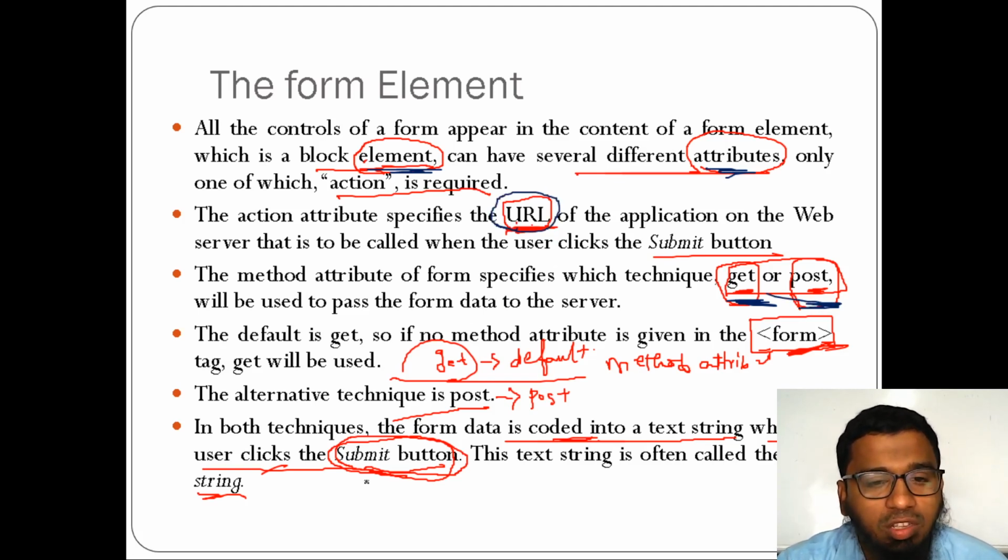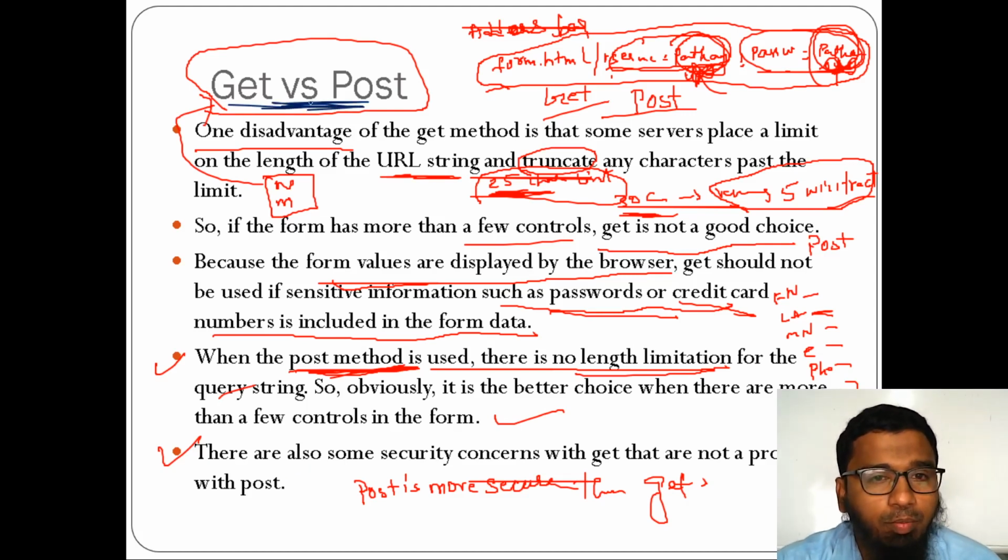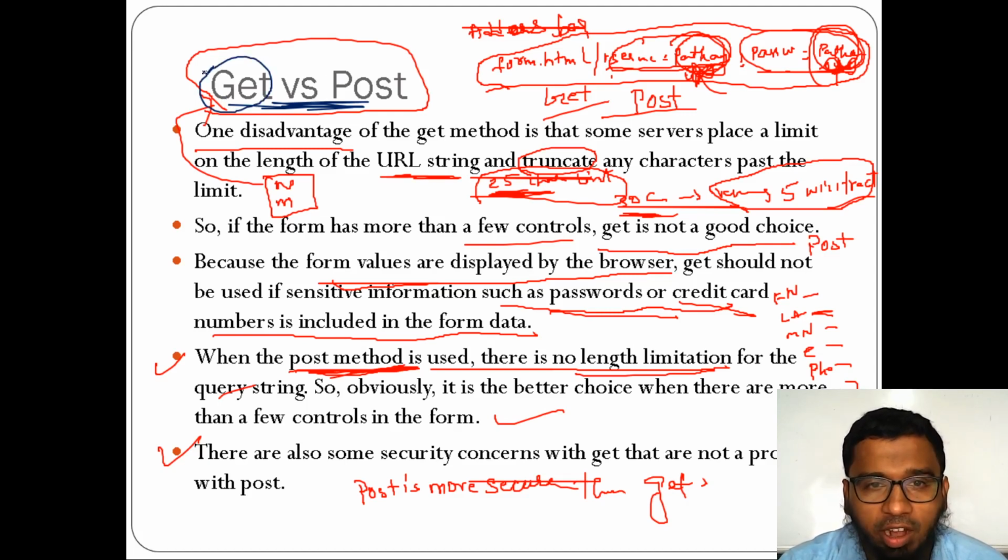And what is the submit button used for? It is used to send your data to the server. The text string is often called the query string. And we saw the difference between get and post. Get is less secure than post. In the get, if you are giving username and password, then it will be visible on the address bar.